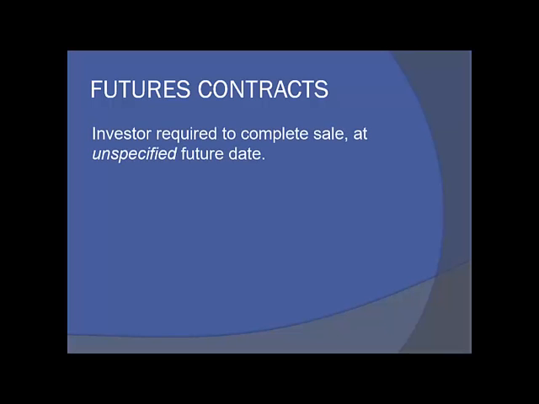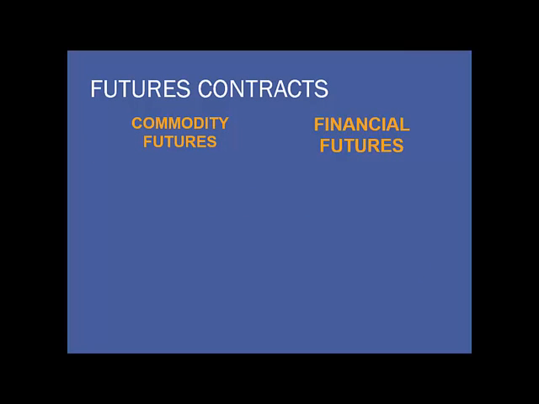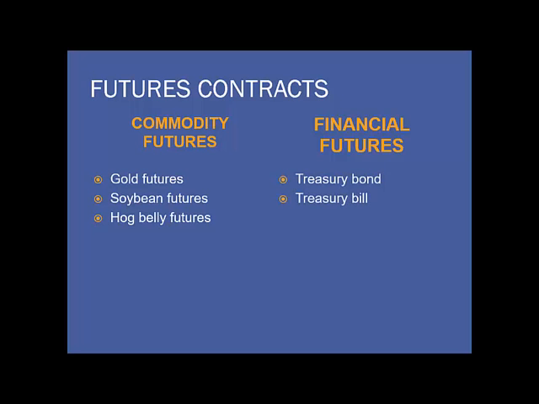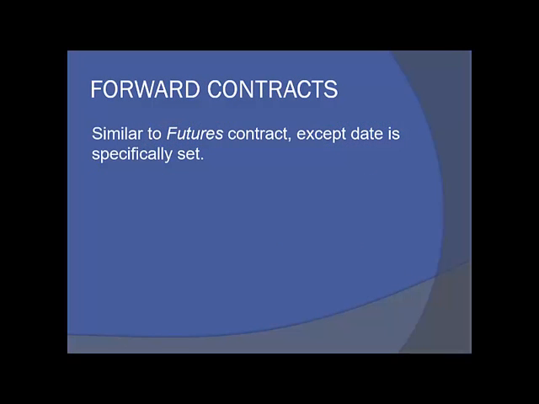In a futures contract, the investor is required to complete the sale at a future date. The price of the future sale is fixed today. Commodity futures can be gold, soybean, or hog belly futures. Financial futures can be for treasury bonds, treasury bills, commercial paper, and CDs.